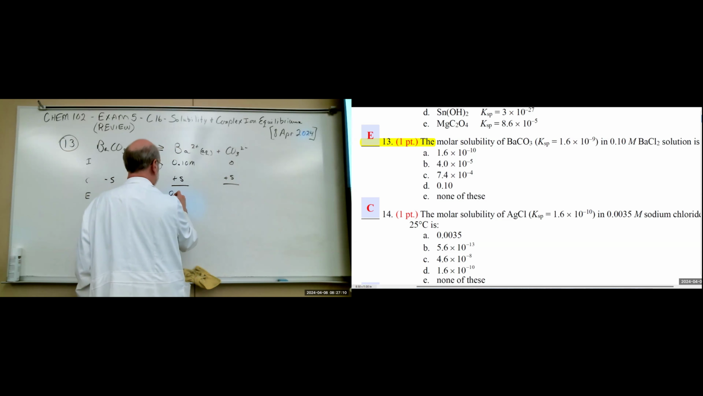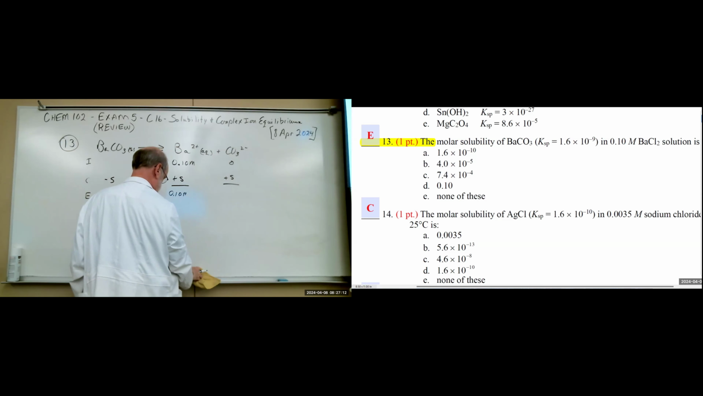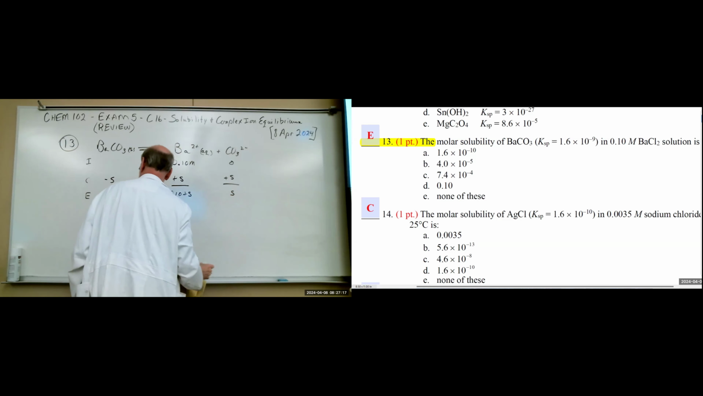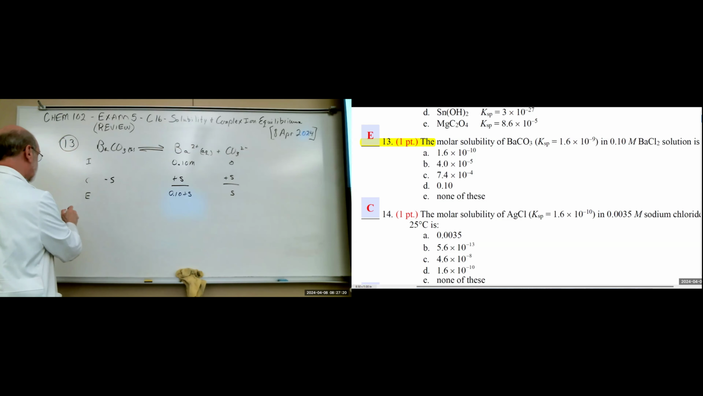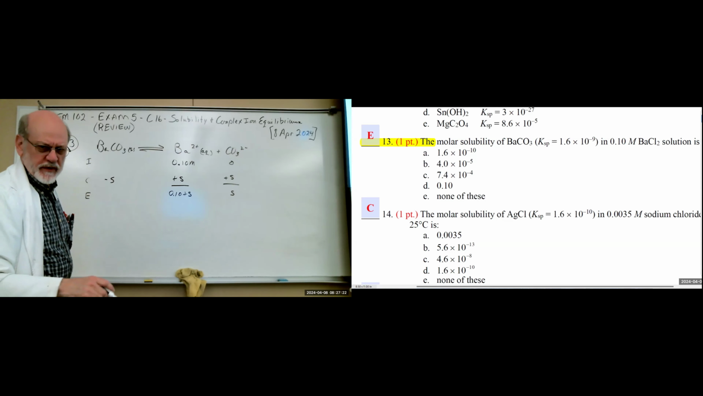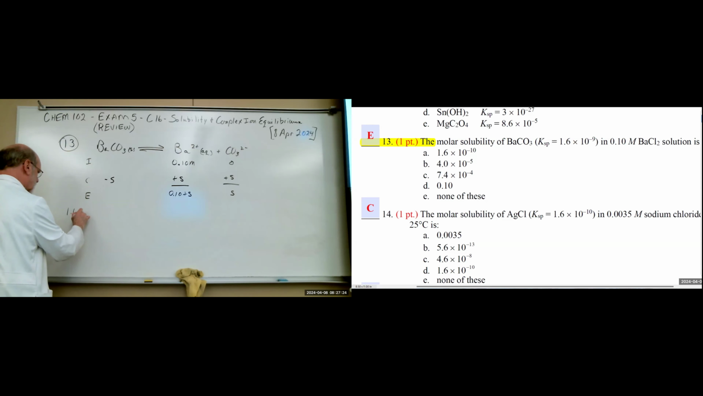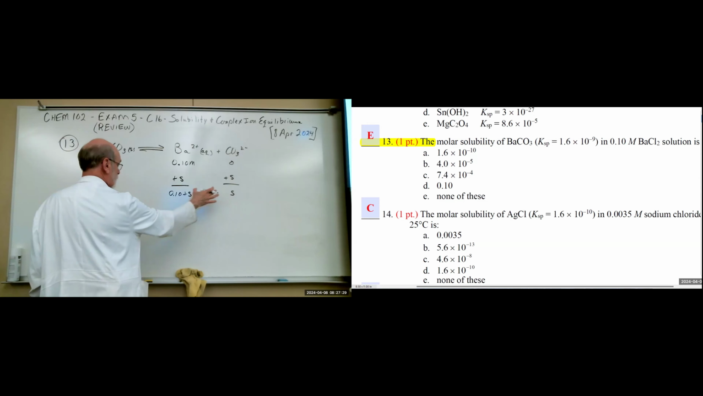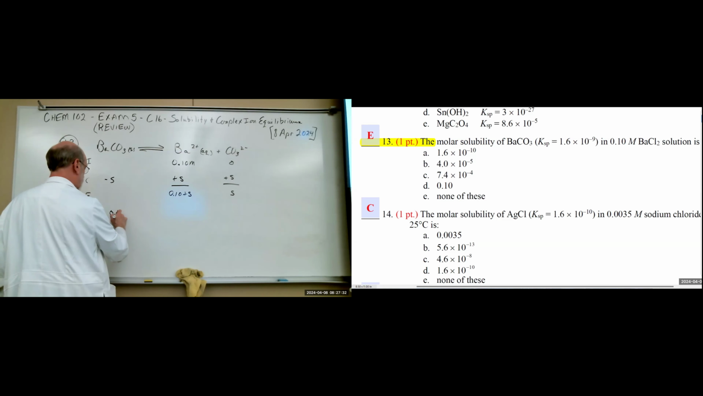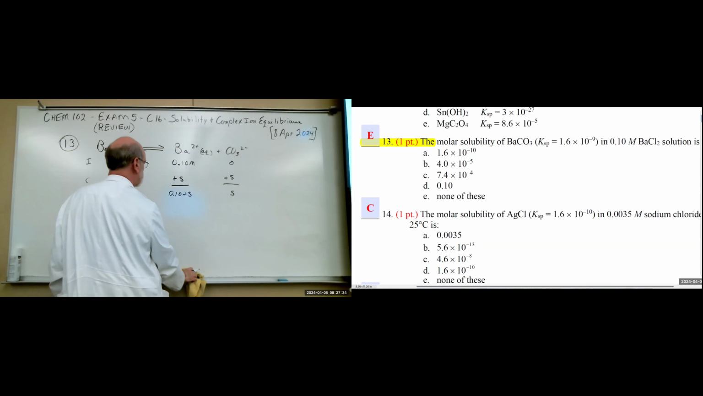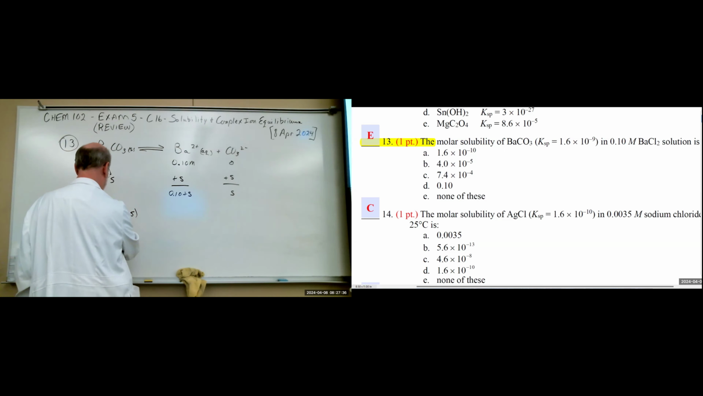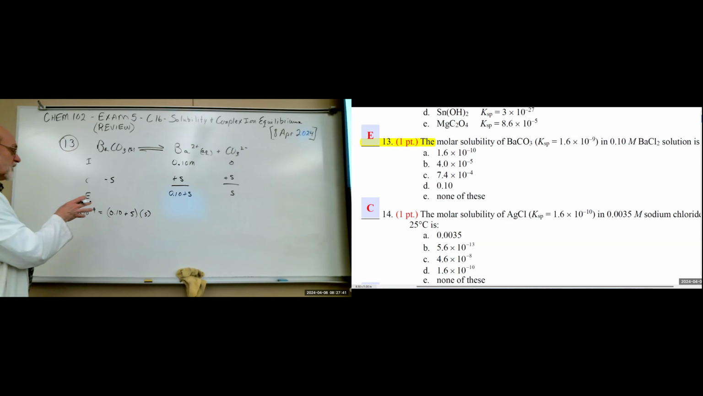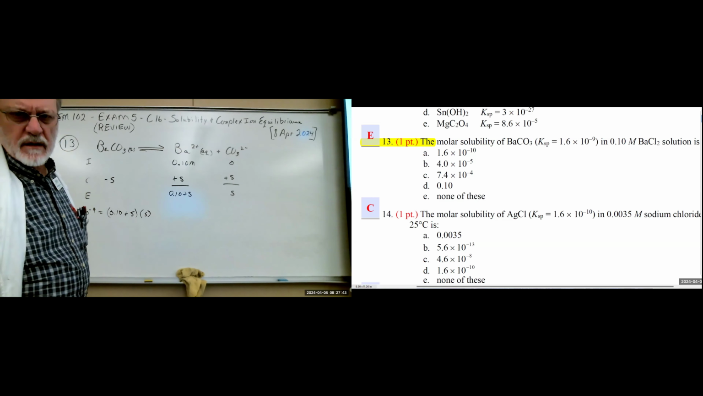Now at equilibrium, we have 0.1 plus S and S. Okay, so the Ksp is 1.6 times 10 to the minus 9, and that's equal to that one times that one: 0.1 plus S times S. All right, we calculated the solubility, I think, originally, didn't we?